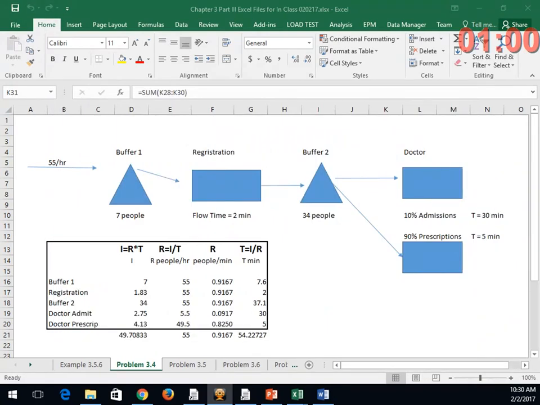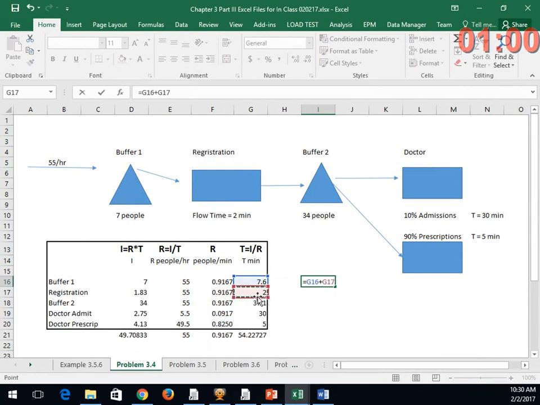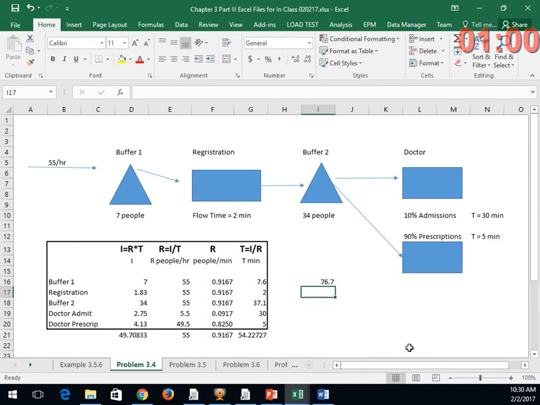So in this process, we said that someone getting admitted would have to go through buffer 1, right? Buffer 2, or the registration process, buffer 2, and then doctor admit. So in that scenario, that patient that was getting admitted to the hospital took 76 minutes. In the scenario that we just described, it takes 71 minutes.